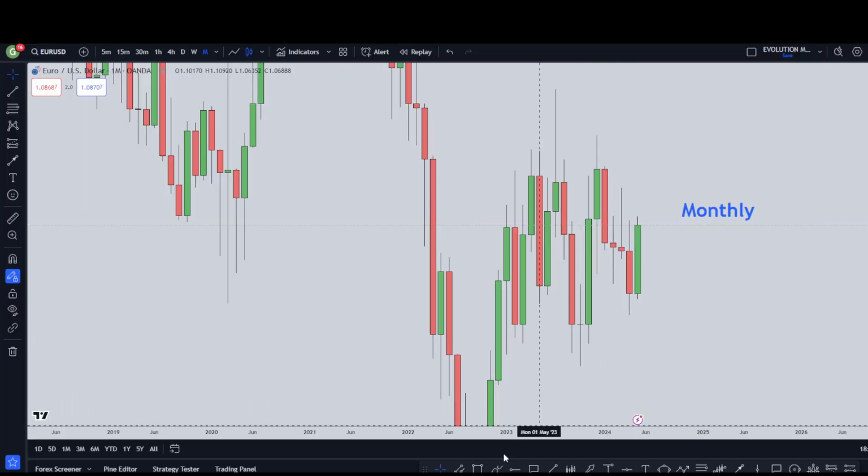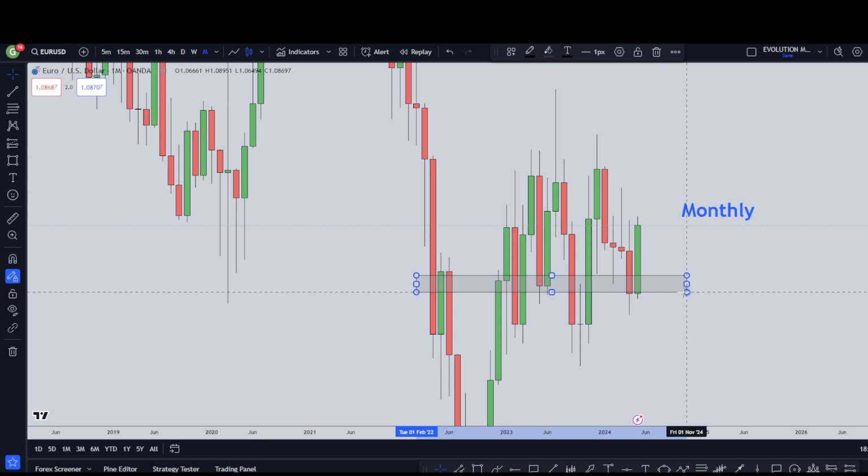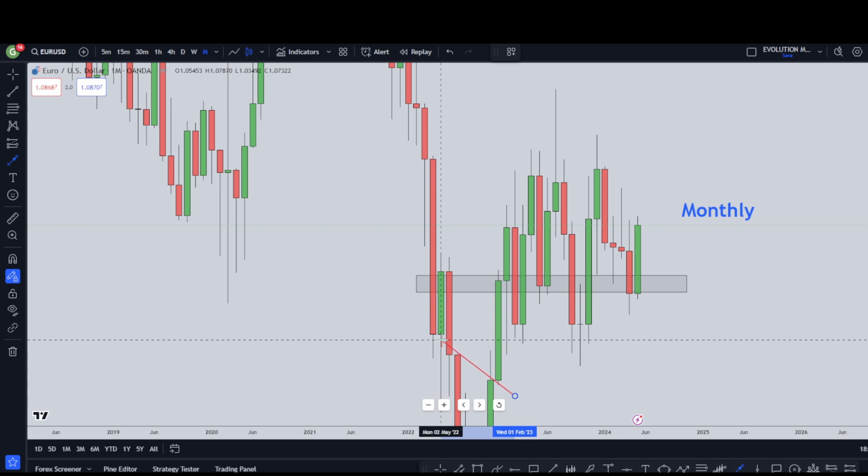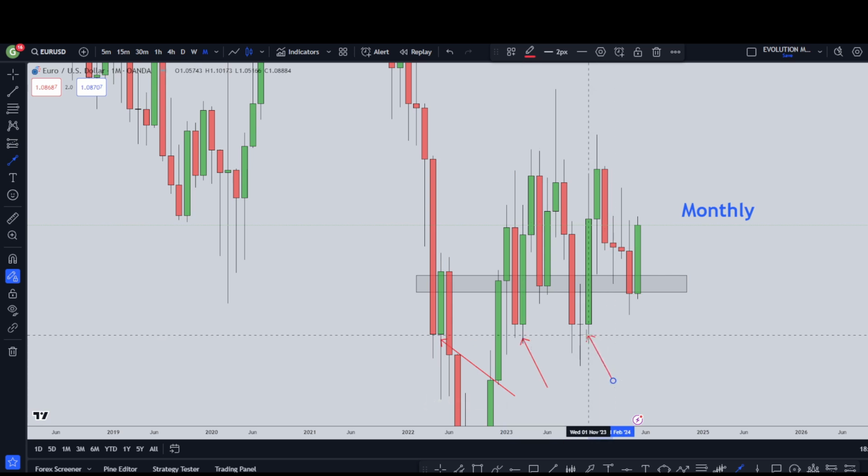So taking a look at the monthly, what we see is that price rejected this area, came and rejected this area as well, and it is now rejecting the same area to the right. Now further down, we see that price tested and rejected this area of support, tested the same area of support and rejected it, tested it once again here, rejected it, and of course up here, and is now seemingly rejecting it.